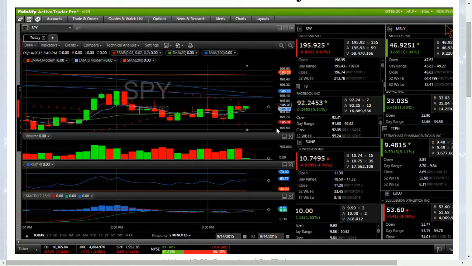So we should see with this consolidating pattern for SPY, with 40 minutes left to go, a break of it and some action within the last 40 minutes or so. There will be some opportunity here.